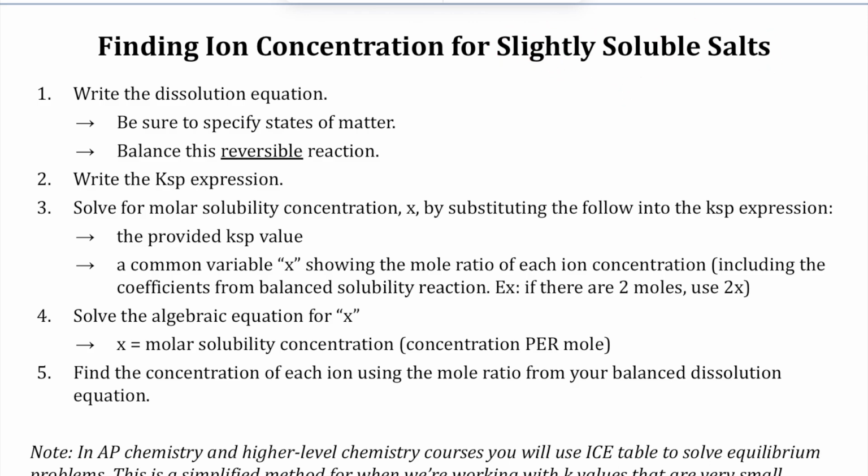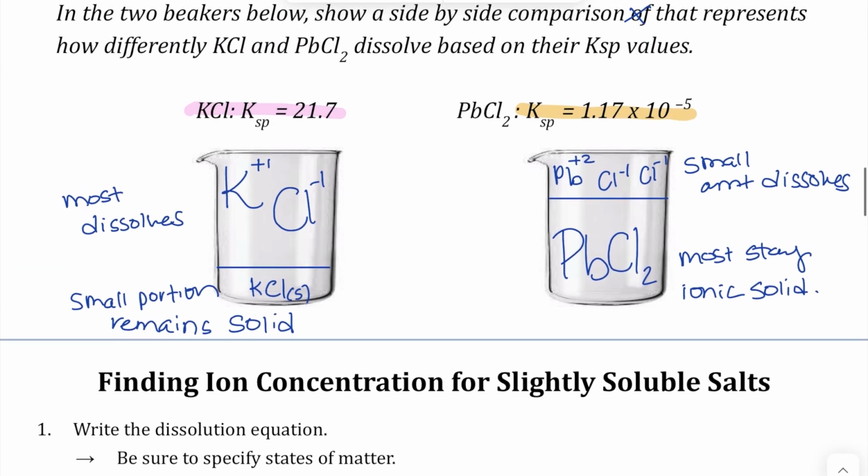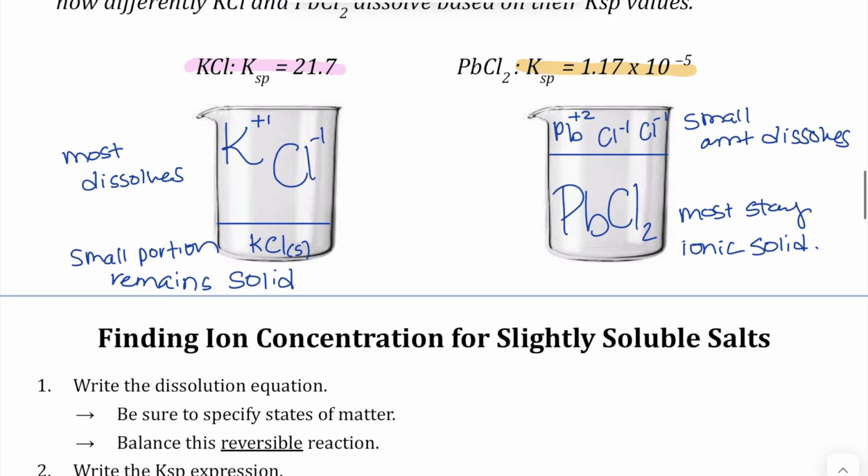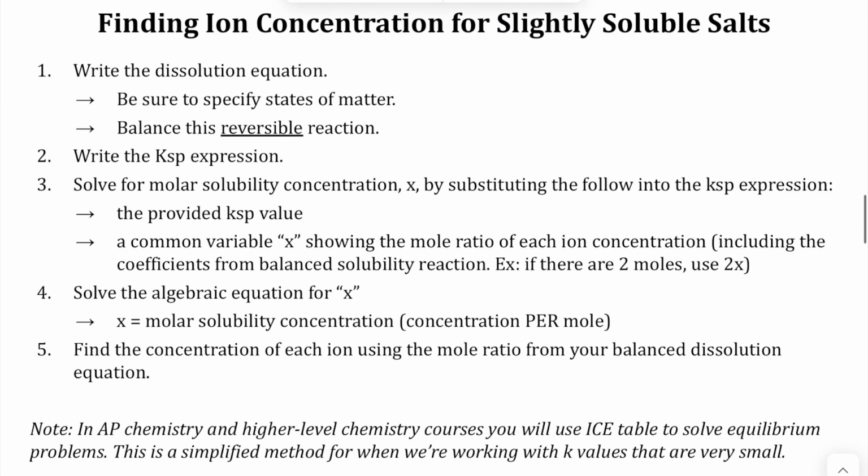We usually do this when we have those slightly soluble salts. So we're going to see those negative exponents, just because it is not helpful necessarily when we have something that is soluble or classified as soluble. So we do this mostly for those slightly soluble salts with those really small Ksp values.